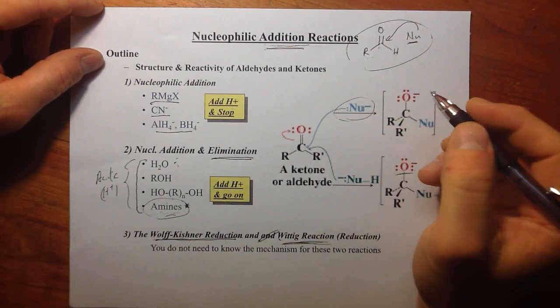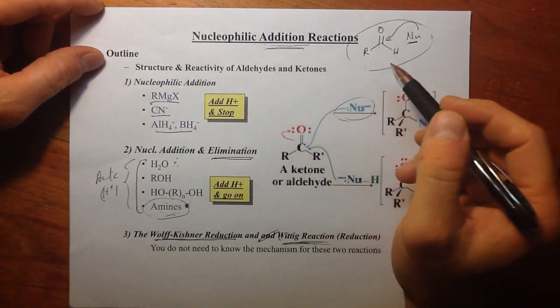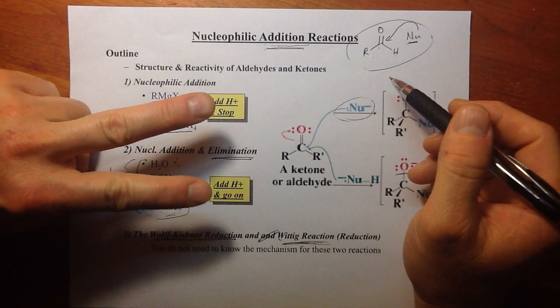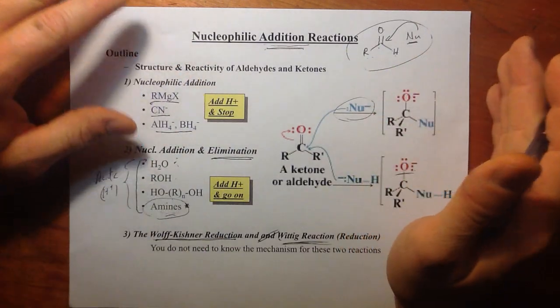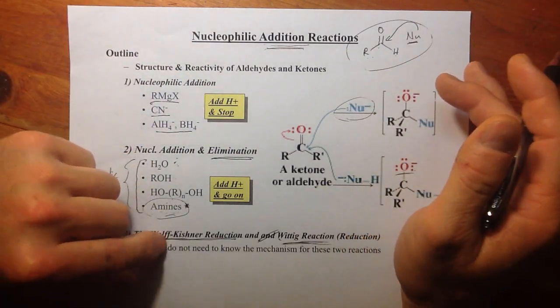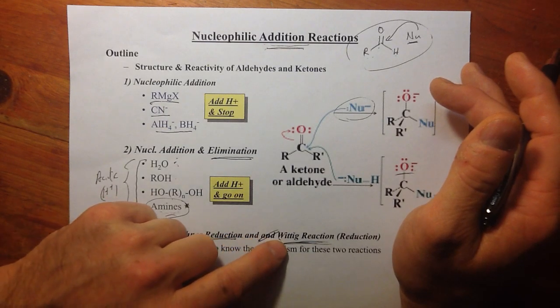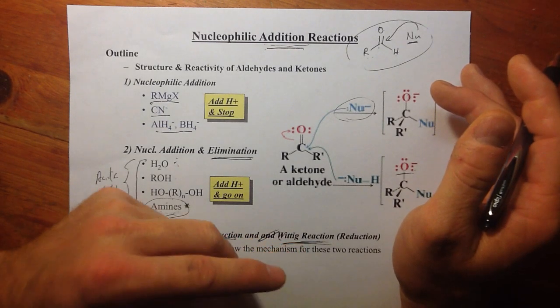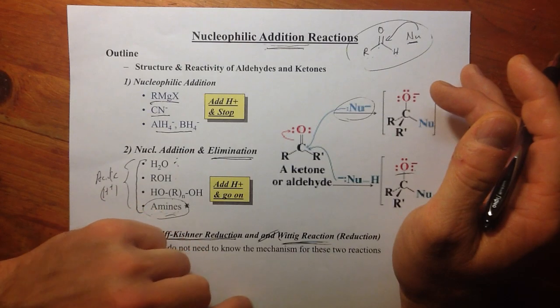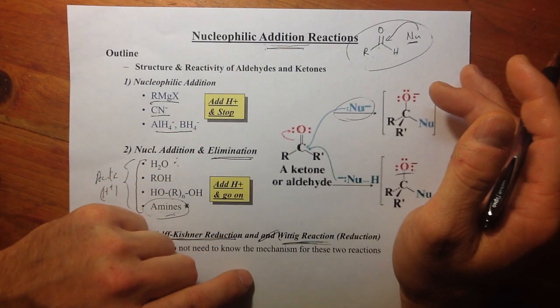Well, this is the third and last video on nucleophilic addition reactions. We'll be looking at just two reactions today without much discussion of mechanisms. The Wolff-Kishner reduction, wherein we make new CH bonds, and the Wittig reaction, wherein we make a carbon-carbon double bond in place of a carbon-oxygen double bond.